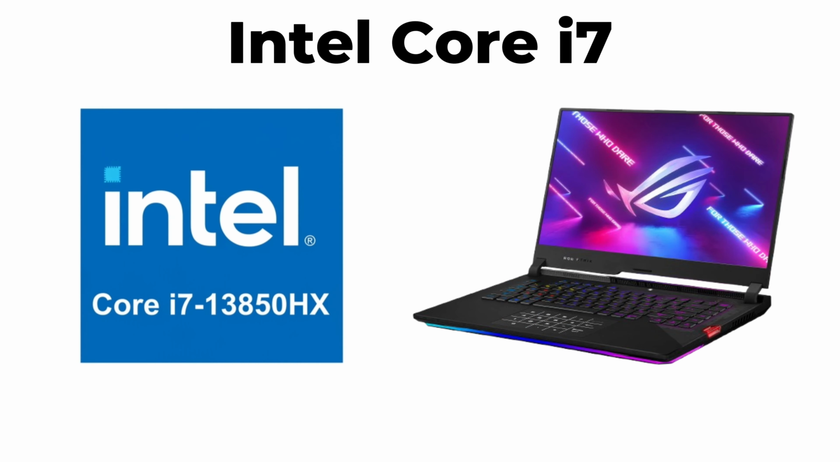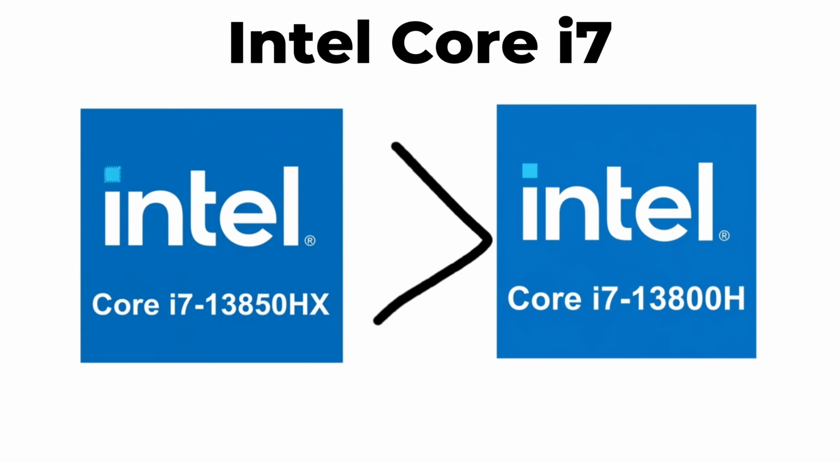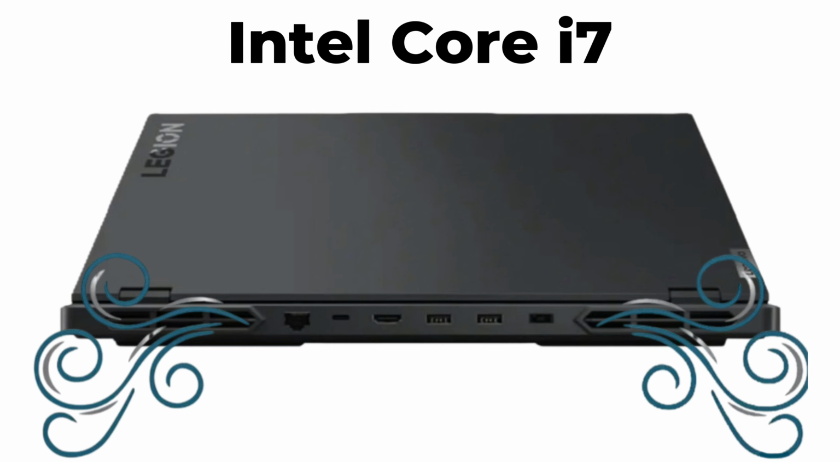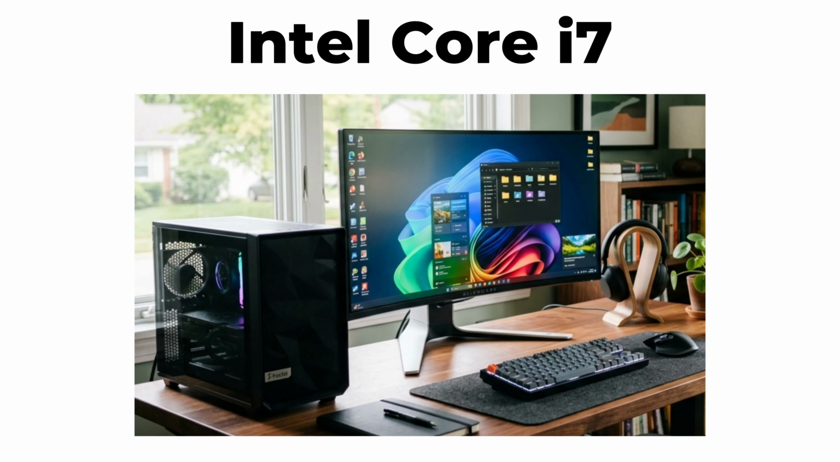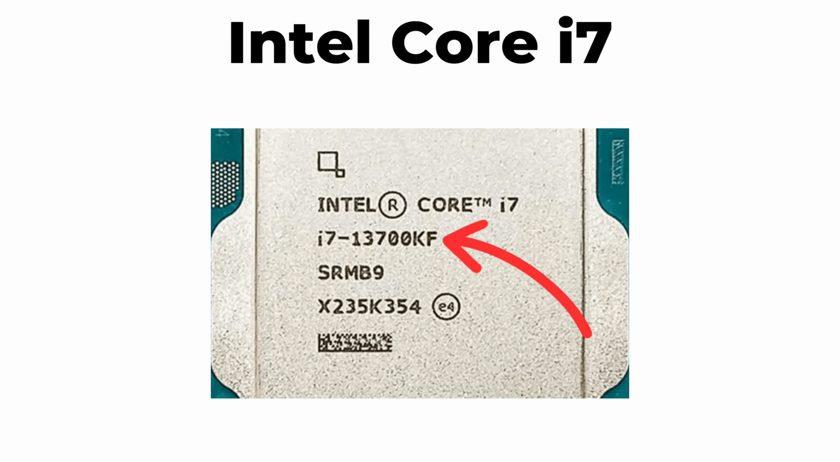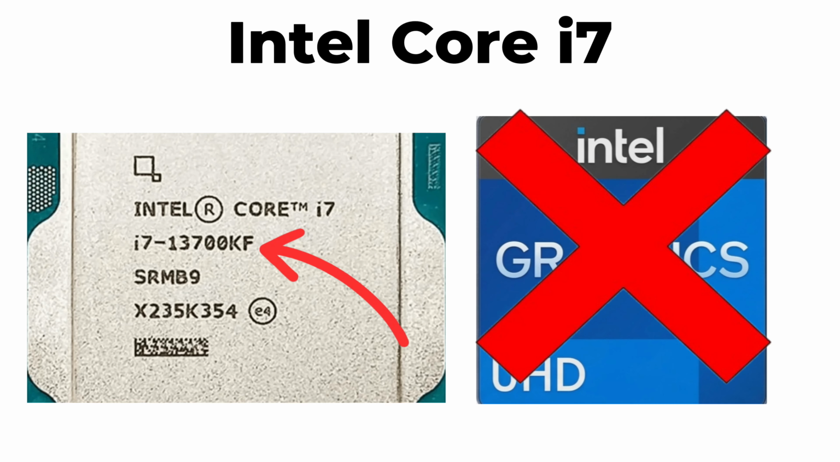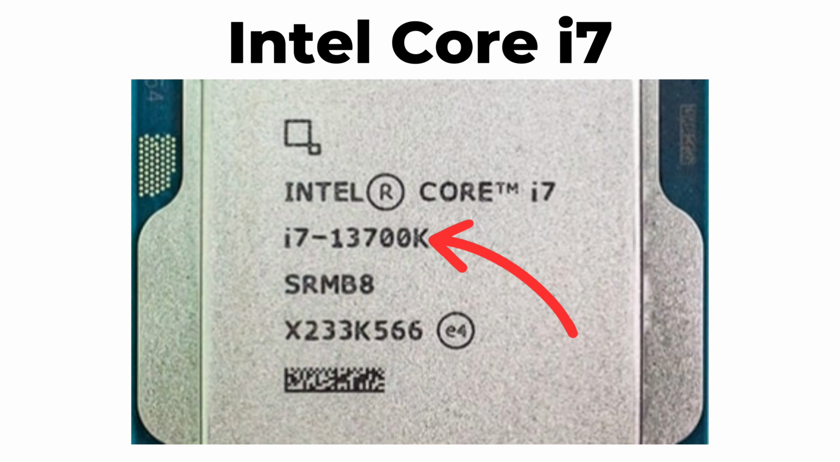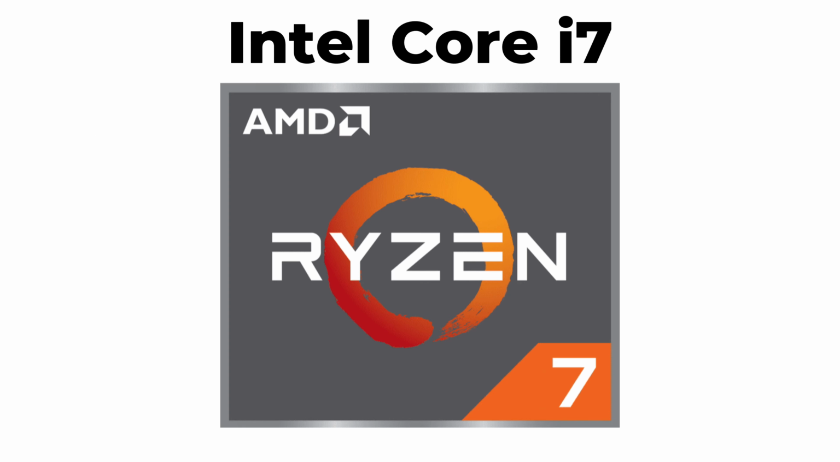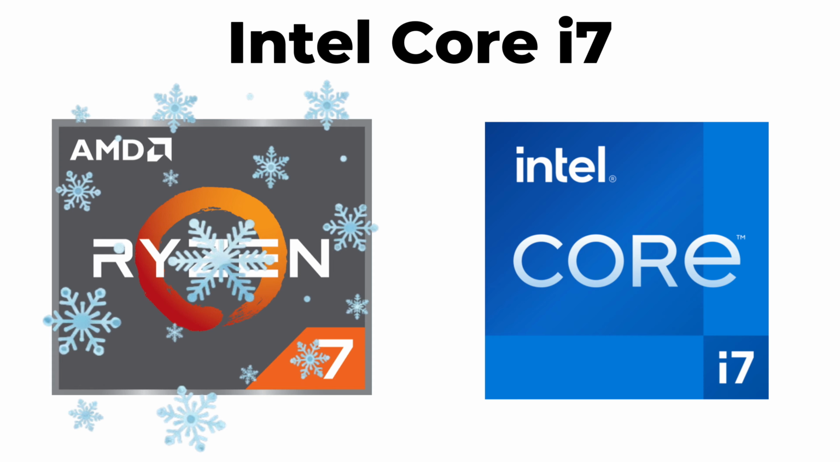For laptops, the HX suffix delivers much higher performance than H, but requires larger cooling systems. On desktop, the KF variant supports overclocking but has no integrated graphics, making it cheaper than the standard K. Many people today prefer Ryzen 7 over Core i7 because it runs cooler at a similar or lower price.